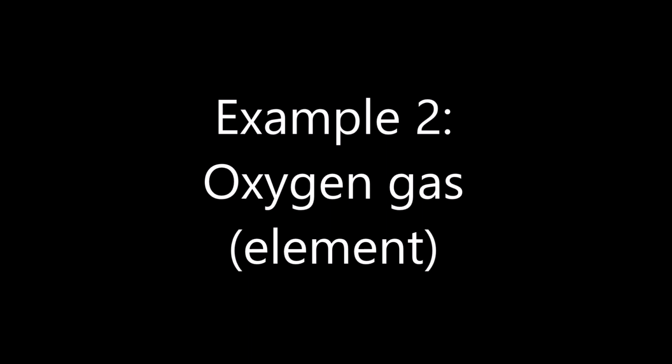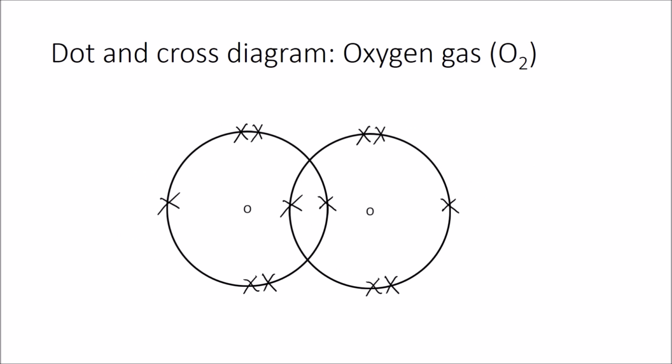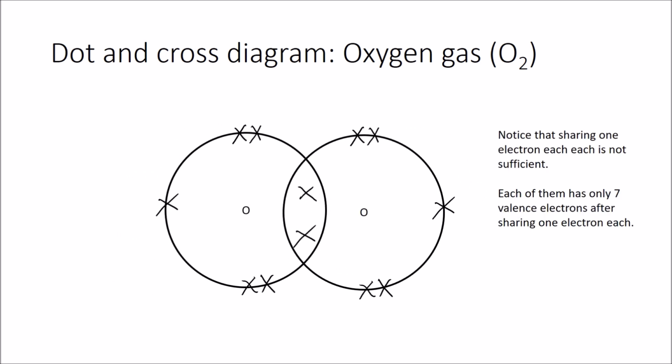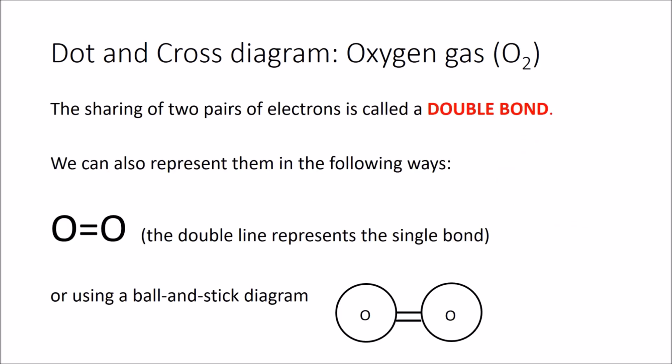Another example of an element is oxygen gas, O2. So we'll do the same thing. We'll draw two oxygen atoms and overlap their valence electron shells, and we are going to do sharing. After we share one electron, we'll find that we only have 7 electrons. That's not enough. So we need to share yet another electron. So each oxygen actually provides one pair of electrons to get a stable octet configuration. This sharing of two pairs of electrons is called a double bond.